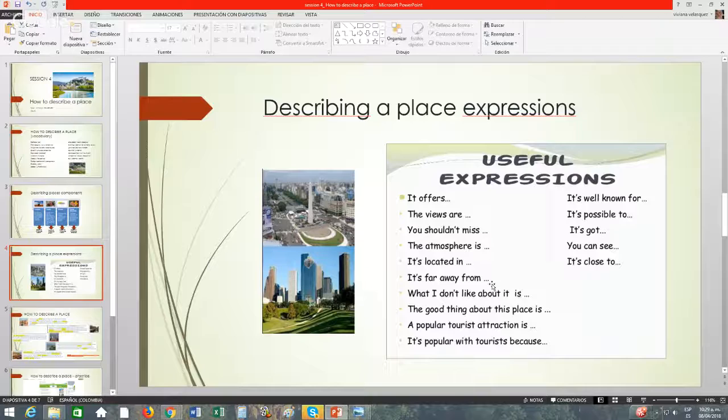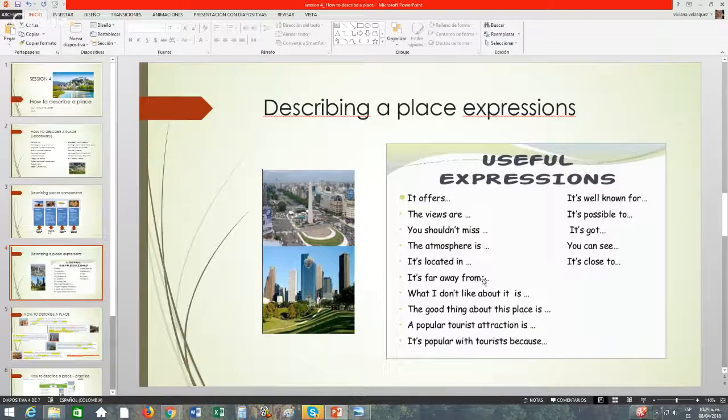It's far away from, which is similar to remote, no? It's remote. Far away, for example, you mentioned before, Tatacoa's desert. It is far away from the main city. Far away from the capital, for example. It's far away from the capital city, so it will be another description.